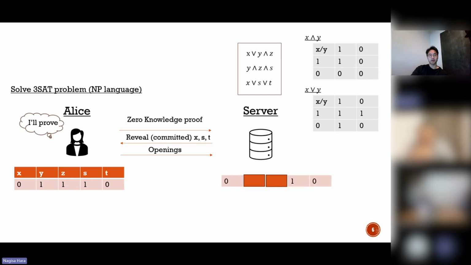The server will know the assignment corresponding to the positions of X, S, and T, and then the server is able to easily check if it is satisfied or not. Then you repeat this process again and again, and the server decides to accept. So this is the typical example of a zero knowledge proof for a 3-SAT problem.